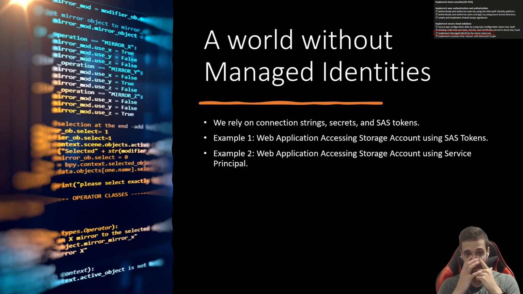Example 2 is, for example, when a web application is accessing a storage account using service principal, meaning that the web application itself is registered on Azure Active Directory, and then the application would use the client secret to get back a token from Azure Active Directory, and then would use that token to access the storage account. In example 2, you are still using a secret, which is the client secret on Azure Active Directory. So you still have to manage secrets even in the second example. And bottom line from both of those examples is, a world without managed identities is a world where you would have to rely on secrets to authenticate to Azure services.